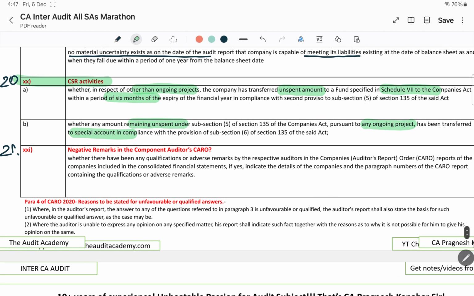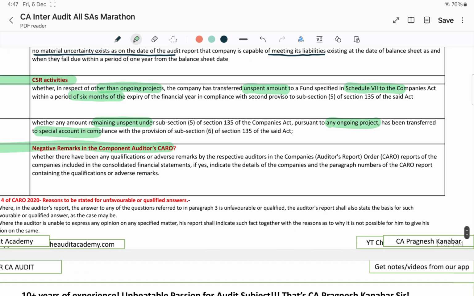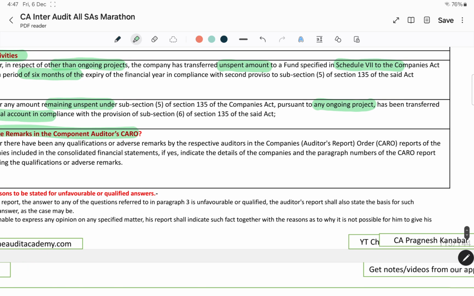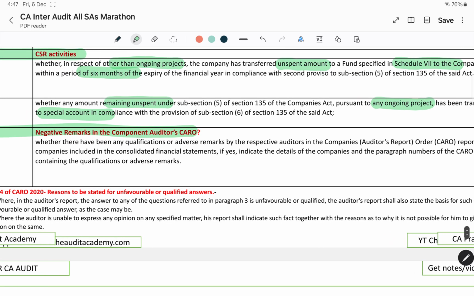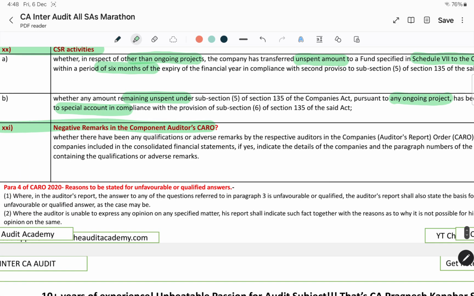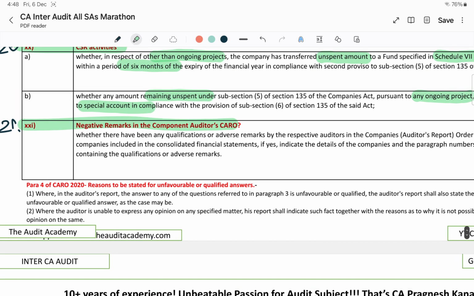And the last clause is negative remark in component auditor's report. Whether there have been any qualification or adverse remark by the respective auditor in the CARO report of the companies included in the consolidated financial statements. If yes, indicate the details of the companies and the paragraph number of the CARO report containing a qualification or adverse remark.